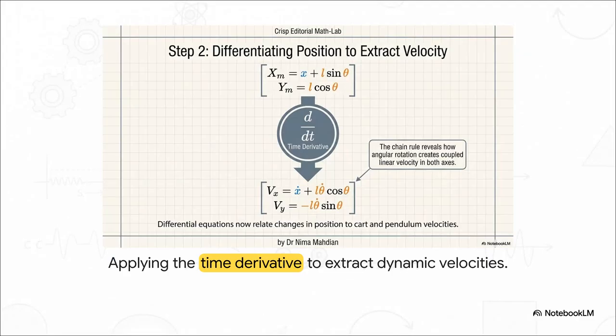Now that we've got that absolute position, we need to apply a time derivative. This elegantly translates our static geometry into dynamic, real-world velocity. Because our coordinates contain variables that are actively changing over time, specifically x and theta, we have to bust out the chain rule. Look closely at the resulting horizontal velocity. Notice it's not just the velocity of the cart. It actually includes a totally new term derived from the angular rotation. This shows us mathematically exactly how angular rotation creates coupled linear velocity in the real world.